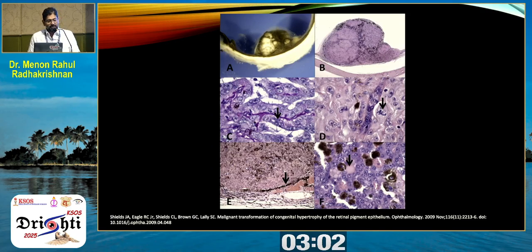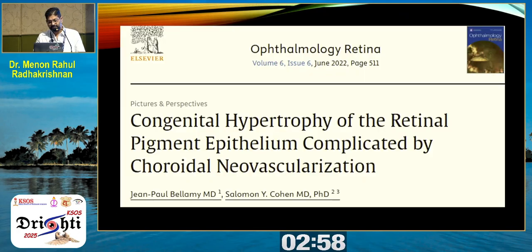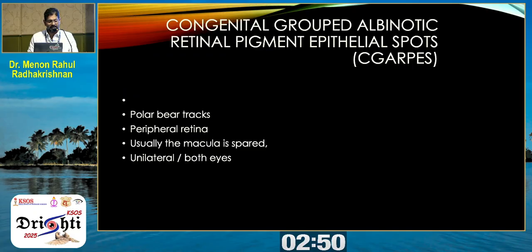And when they did an enucleation, it was found to be an adenocarcinoma of the choroid. And not just systemic issues, they can sometimes also be associated with the development of a choroidal neovascular membrane.